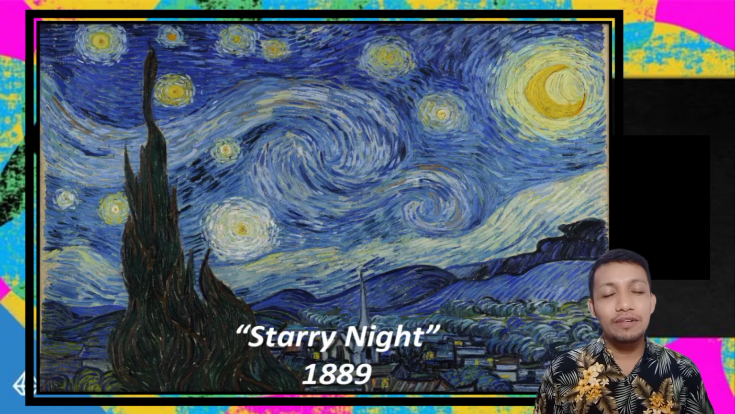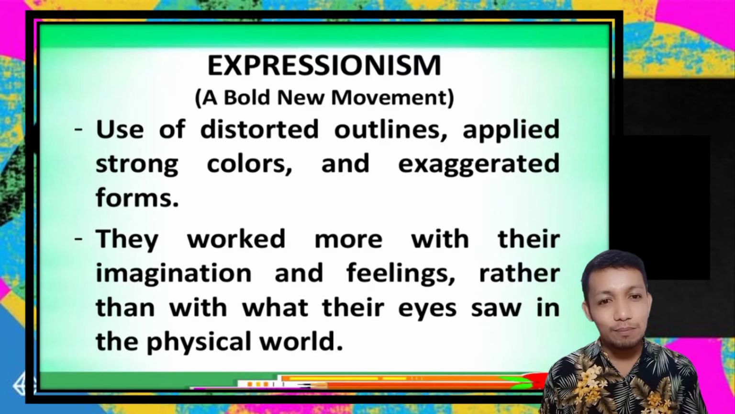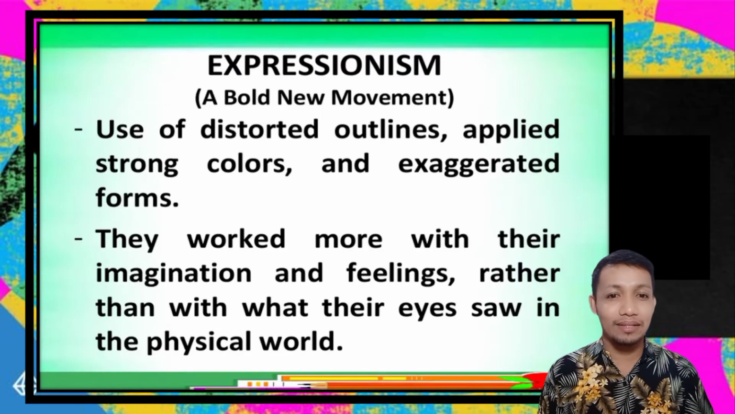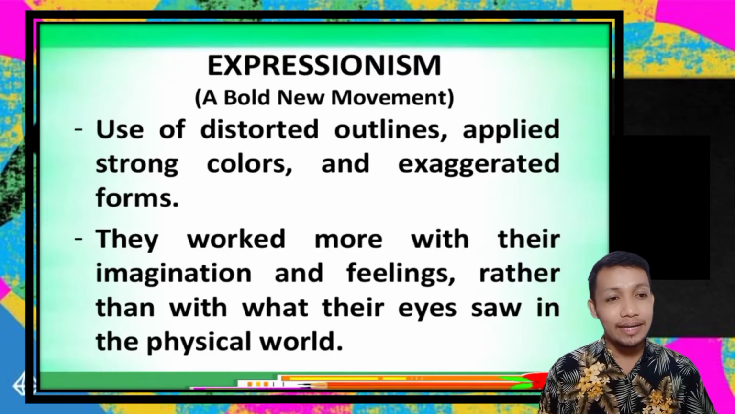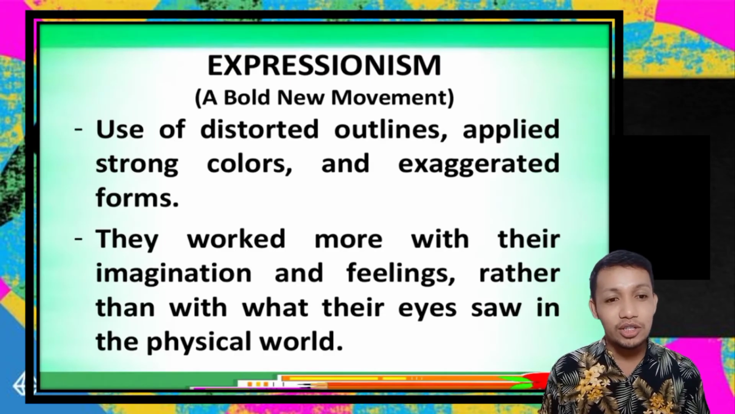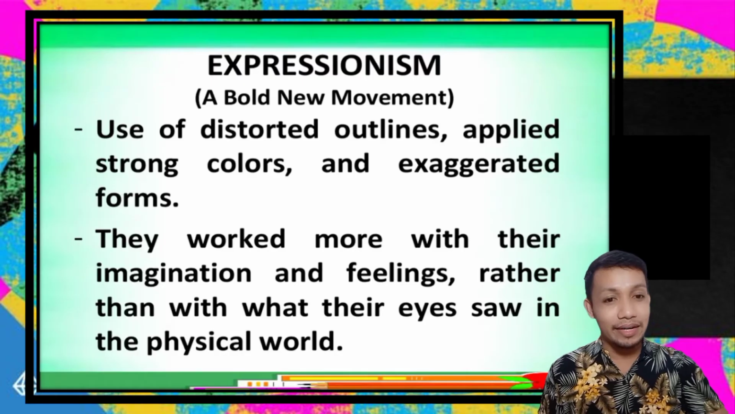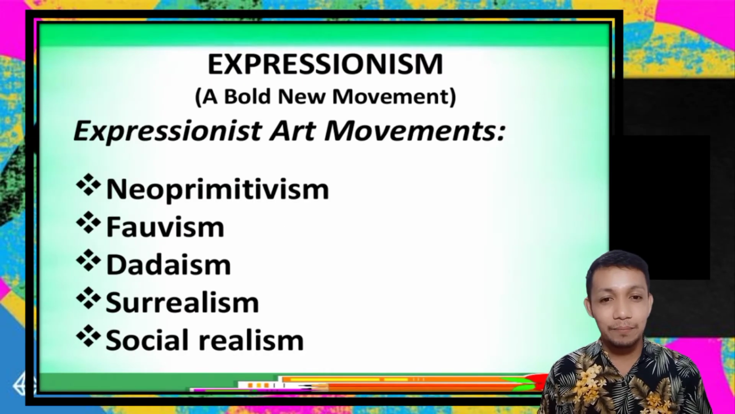Now that we're done with the first movement, let us now proceed to the second, which is Expressionism. It is a bold new movement. Expressionism is the use of distorted outlines, strong colors, and exaggerated forms. They worked more with their imagination and feelings rather than with what their eyes saw in the physical world. I am talking about the artists. And these are the expressionist art movements.